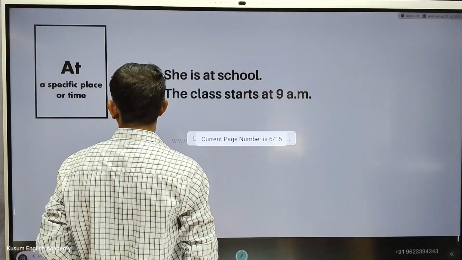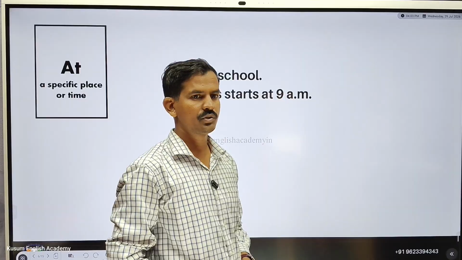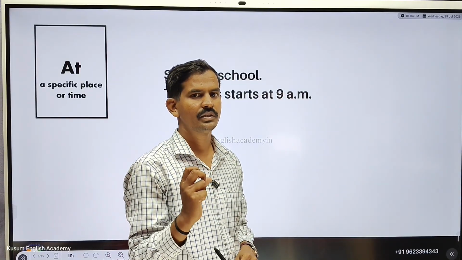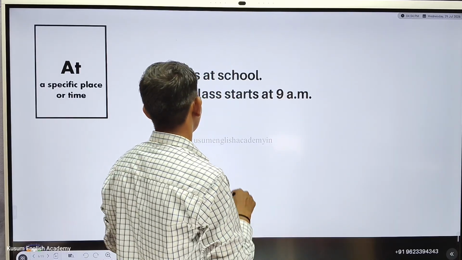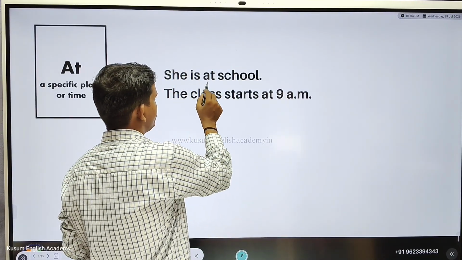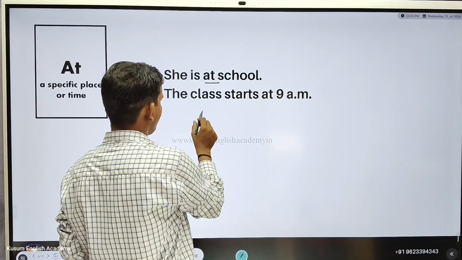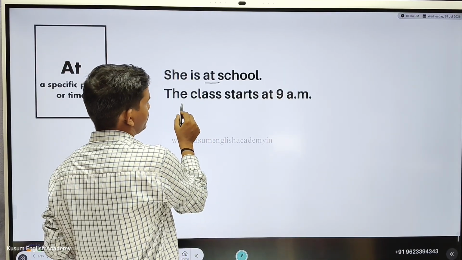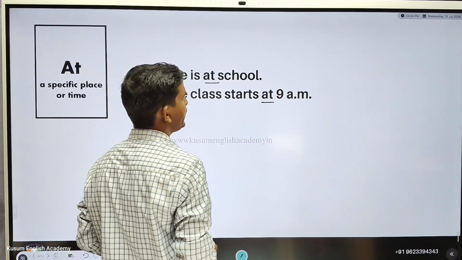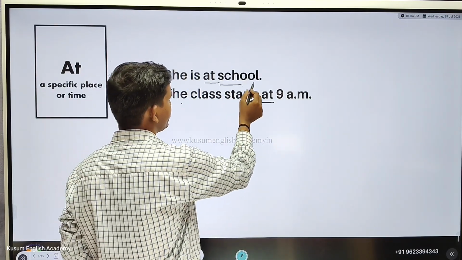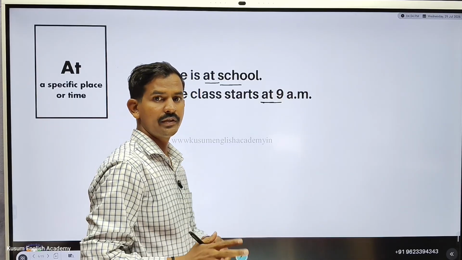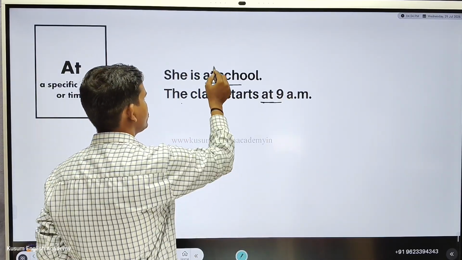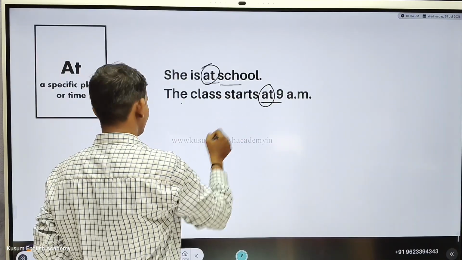Let us see "at". So "at" is used to show both place and time. When you want to show smaller places, then you use "at". Exact small places, we can say. For example, she is at school. Suppose if I say the class starts at 9 a.m. So here "at school" is showing place and "at 9 a.m." is showing time. So when you want to tell exact location and exact time, you can use "at" in your daily speaking.